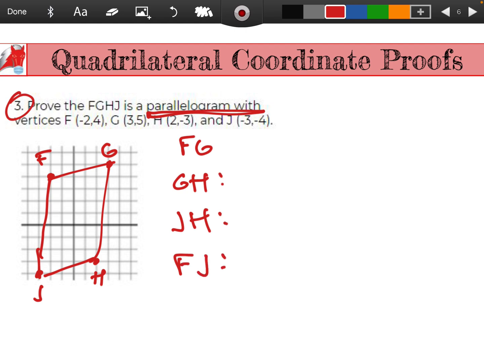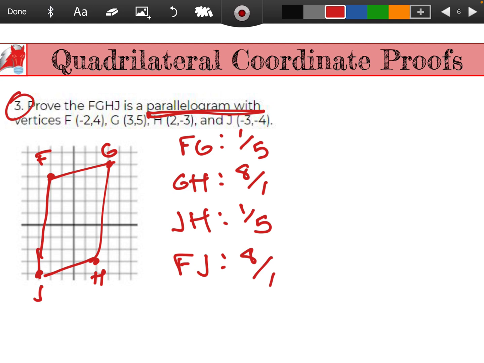Okay, let's find the slopes. If I do the slopes for all of them, so FG would be up 1/5. Does JH do that too? Yes, it does. And then the other one is up 8/1. So for all of these, I know I have two sets of parallels. Now I just need to see two sets of congruent side lengths.